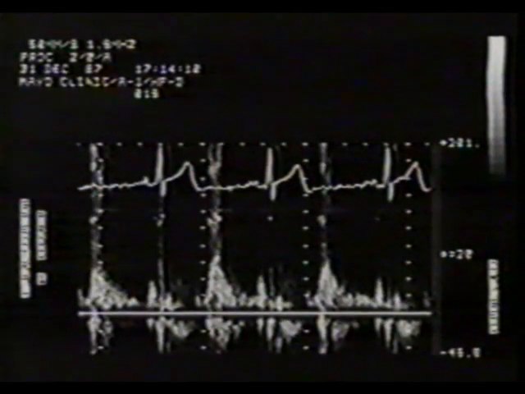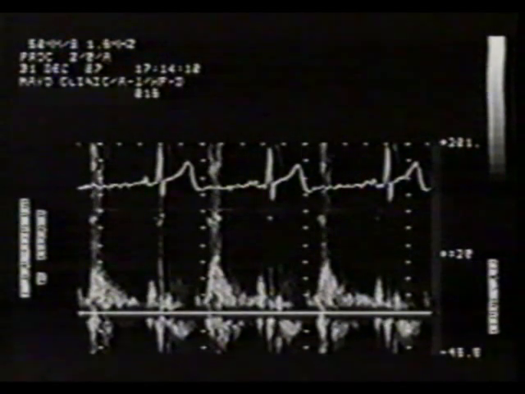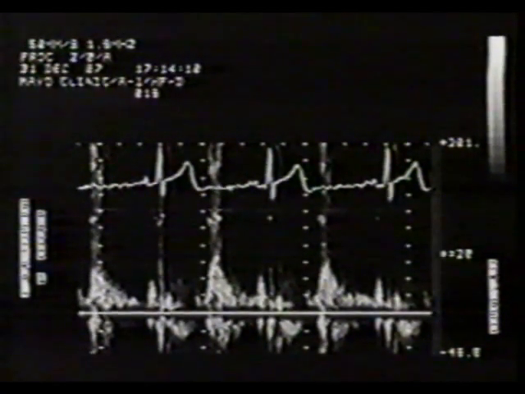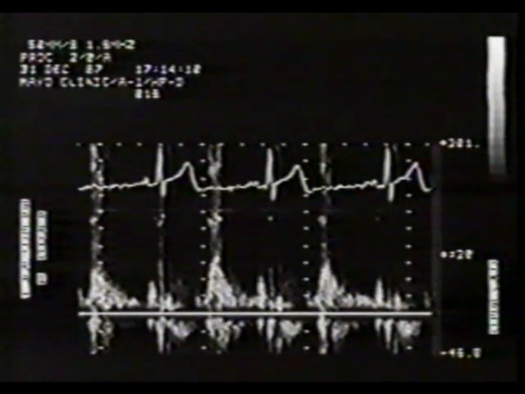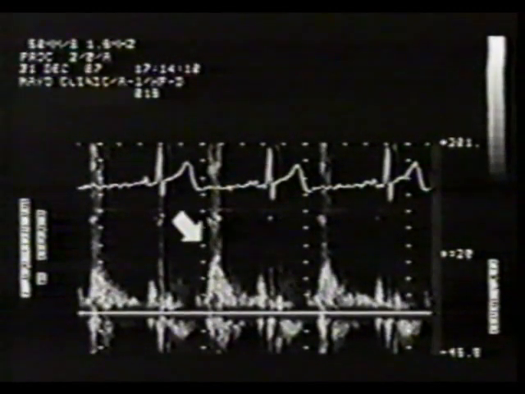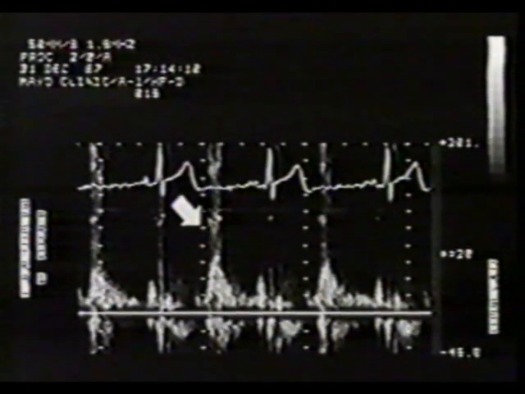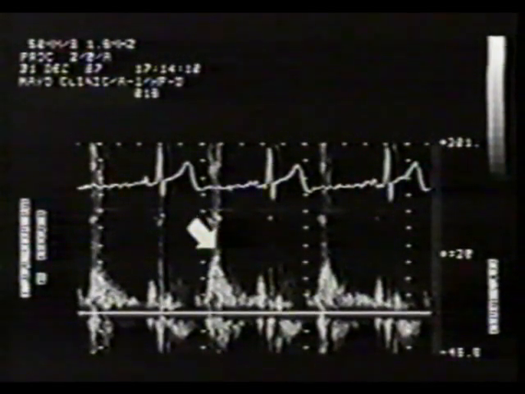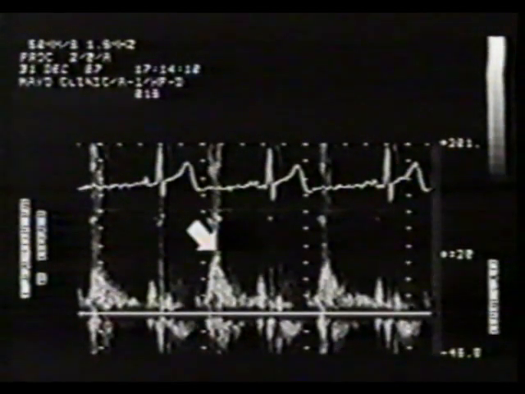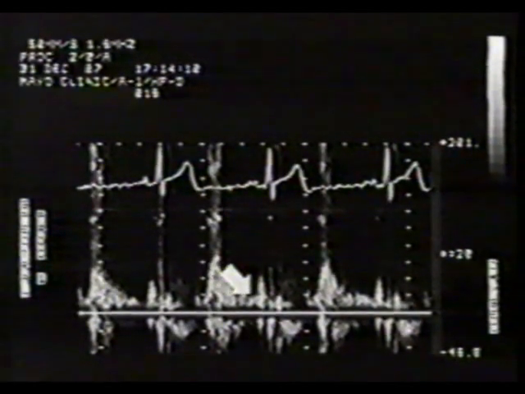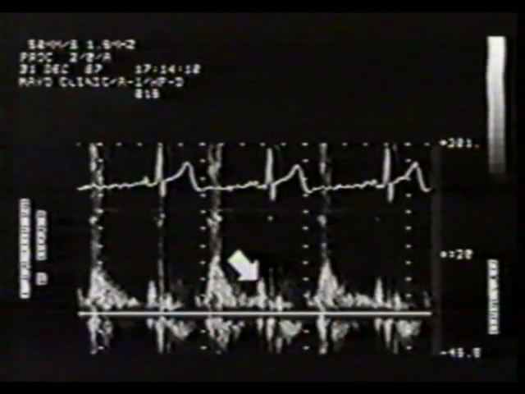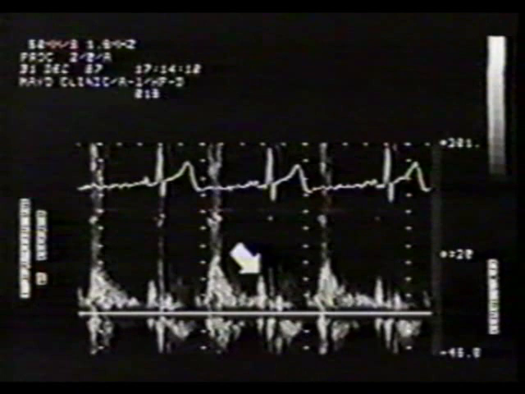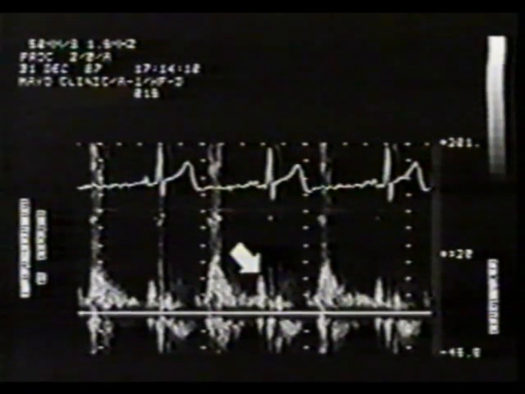For the continuous wave examination of mitral inflow, the non-imaging transducer has been placed in the apical position. The calibration marks are still at 0.2 meters per second. After mitral valve opening, the velocity increases to the E point, which is 0.66 meters per second. The velocity falls off in mid-diastole and then increases again with atrial systole. The A point here is 0.4 meters per second.